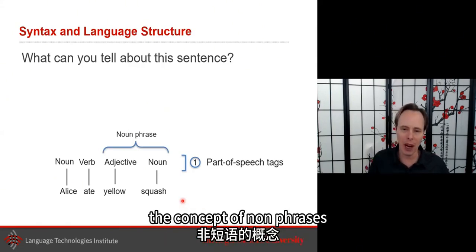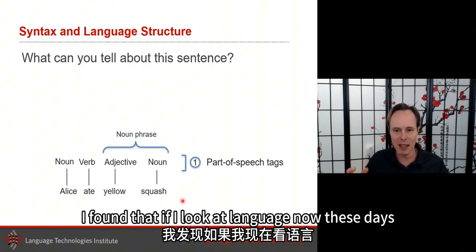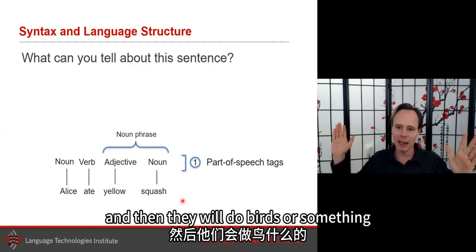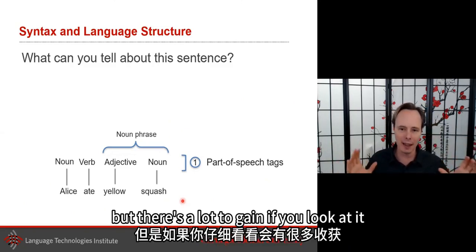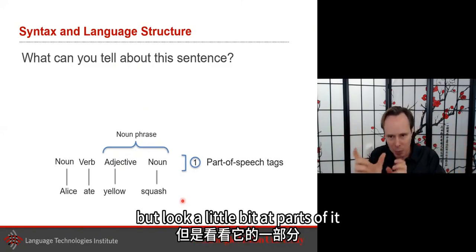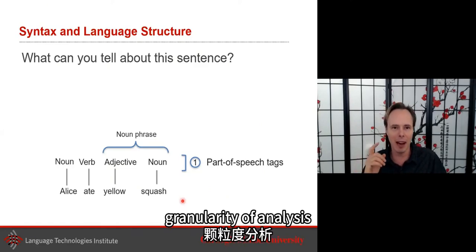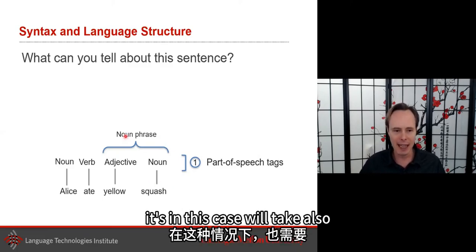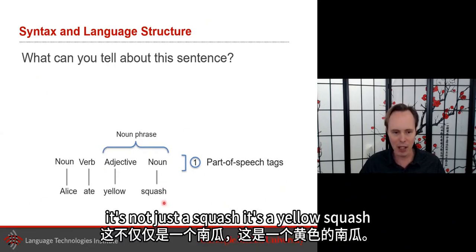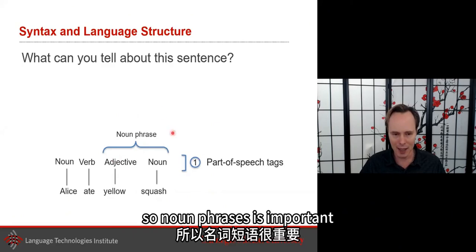The concept of noun phrases is very useful. I found that if I look at language these days, people look at it at the sentence level, and then they will do BERT or something at the sentence level. But there's a lot to gain if you look not at the whole sentence, but at parts of it. I will say noun phrases are a very useful granularity of analysis for words and sentences. In this case, it's not just a squash, it's a yellow squash. It's referring to the same entity. So noun phrases are important.